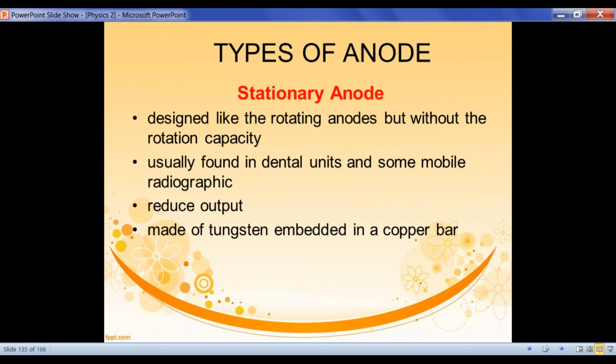Isa sa mga disadvantages ng ating stationary anode din is yung isang part niya lang po yung nabobombard ng electrons. Dahil hindi po siya nag-rotate, isang part niya lang ang palaging tinatamaan ng high-speed electrons. And yung part na po yun ay madaling ma-vaporize o madaling matunaw. So, madaling masisira ang ating anode.